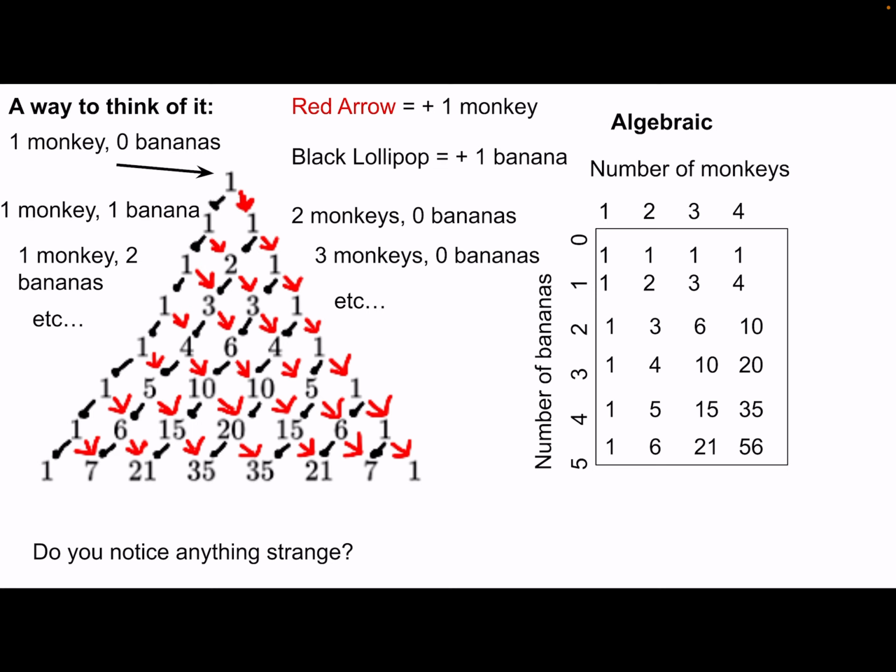For example, let's say 2 monkeys, 3 bananas. Since the top already has 1 monkey, we just need to add 1 more monkey and 3 more bananas, meaning 1 red arrow and 3 black lollipops. You can do this in any order you want. In fact, the number of ways you can do it using different orders is the number of ways that you can solve this problem, obviously.